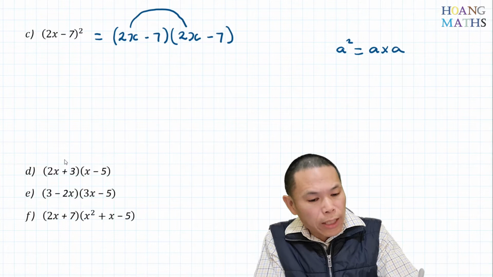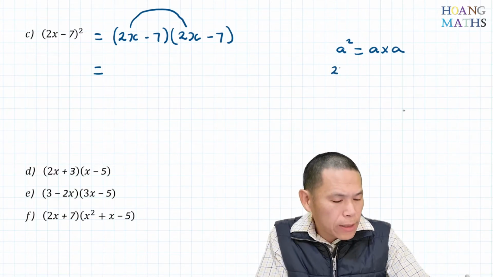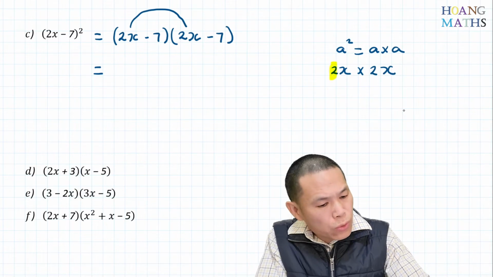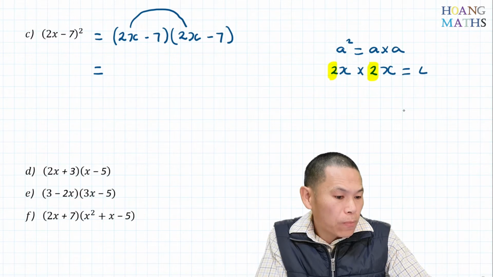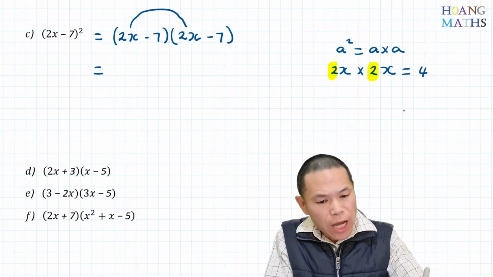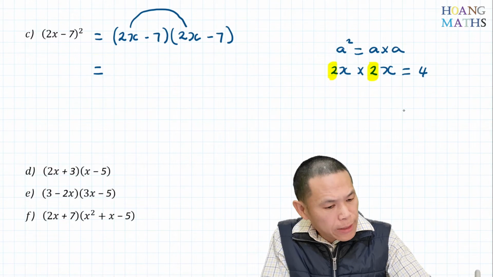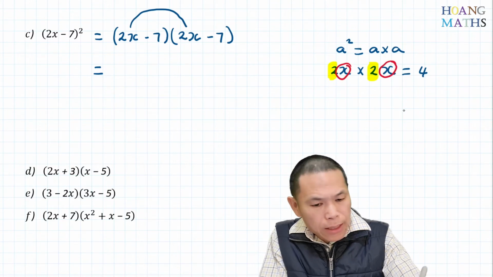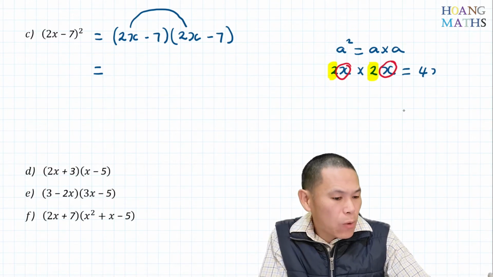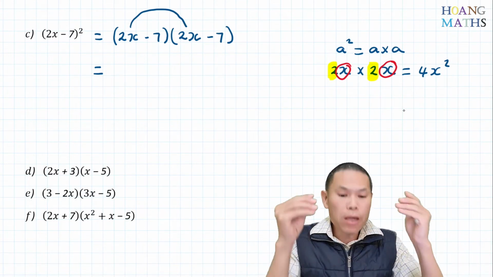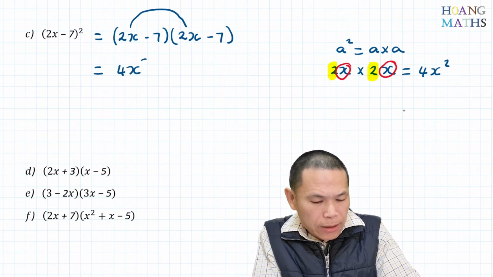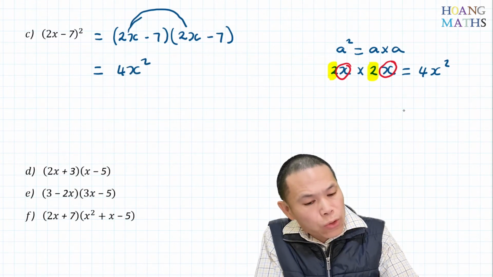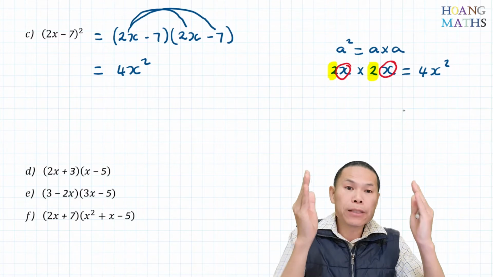2x times 2x. We go 2 times 2 will give me 4, and then x times x will give me x squared. So that will give me 4x squared. And now we go 2x times negative 7.